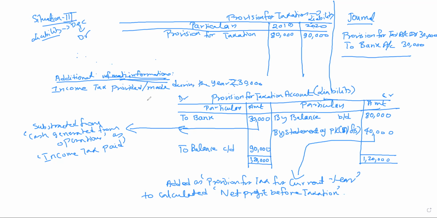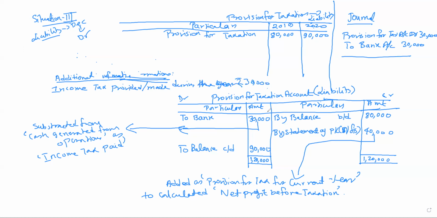इनकम टैक्स पेड की जगह I have used the word provided or made. What do you mean by provided or made? It means the amount of 30,000 is the current year's income tax that has to be paid. Did you understand this? This 30,000 is the current year's income tax that has to be paid. Is it clear to all of you students? Yes, sir. This is the amount that has to be transferred to profit and loss account during the year, rupees 30,000.